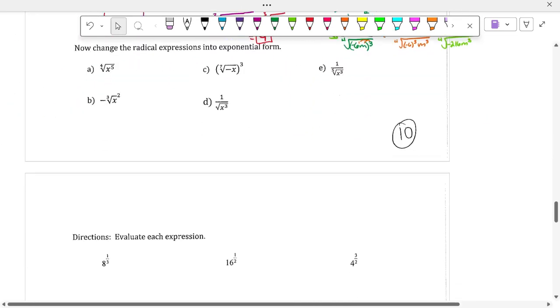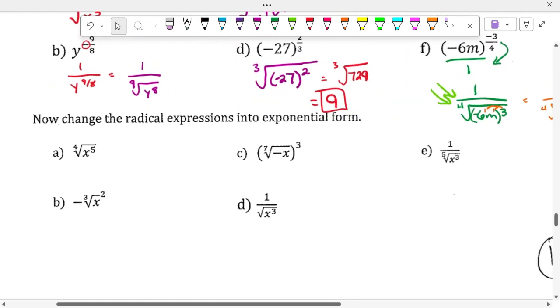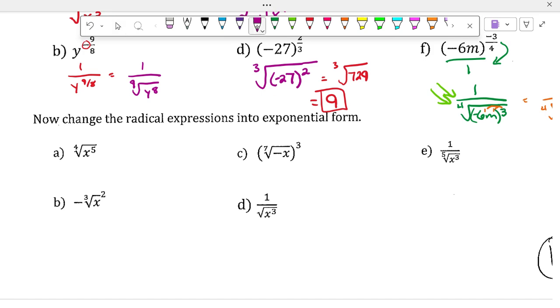All right, last thing and then we're done. So we went from rational to radical. Now we're going to go from radical to rational. So what would letter A be? So numerator is always your what? Whatever your exponent is, whatever the x is raised to. And the denominator is always your what? Whatever the index or the root type is. So x to the 5/4.